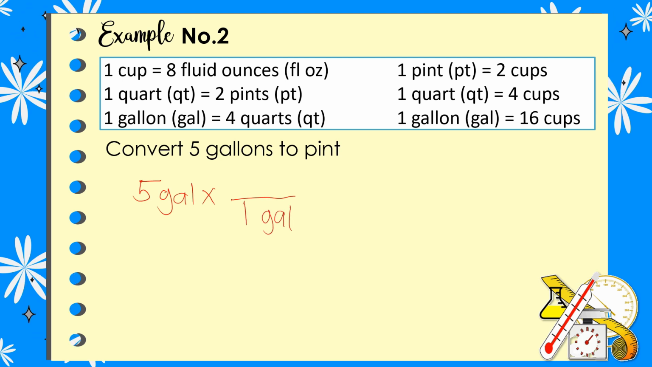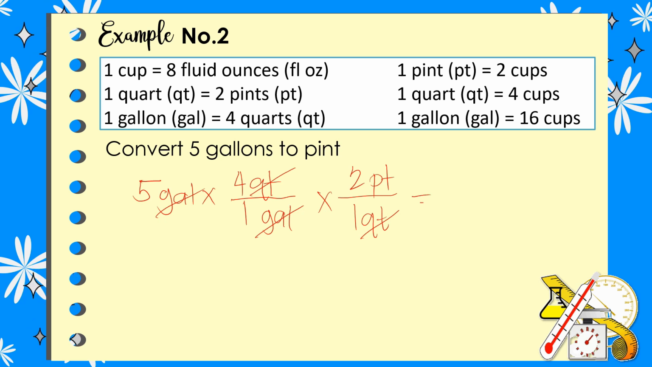So, 1 gallon is equivalent to 4 quarts. Cancel out natin yung gallon. And then, yung susunod natin gagamitin is yung 1 quart is equivalent to 2 pints. So, yung 1 quart sa ilalim para parehas sila nung natira dito sa ibabaw. Tapos 2 pints naman sa ibabaw. So, isimplify na natin para makuha natin yung sagot. So, 5 times 4 times 2, the answer is 40 pints.